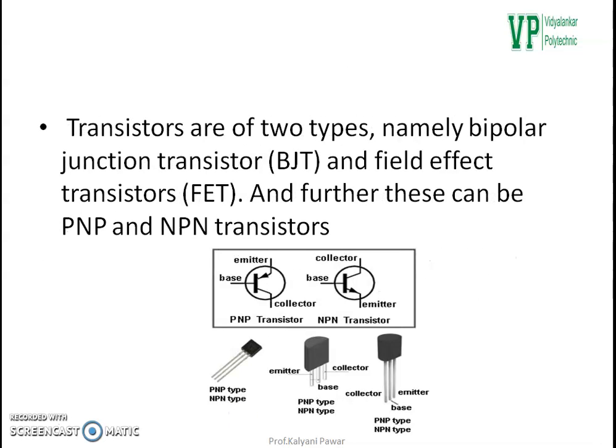Transistors are of two types, namely BJT and FET. BJT stands for bipolar junction transistor, and FET stands for field effect transistor. They are classified into two types, PNP and NPN. These are the three terminals of transistor: base, emitter, and collector. Figure shows the symbol of NPN and PNP transistor.